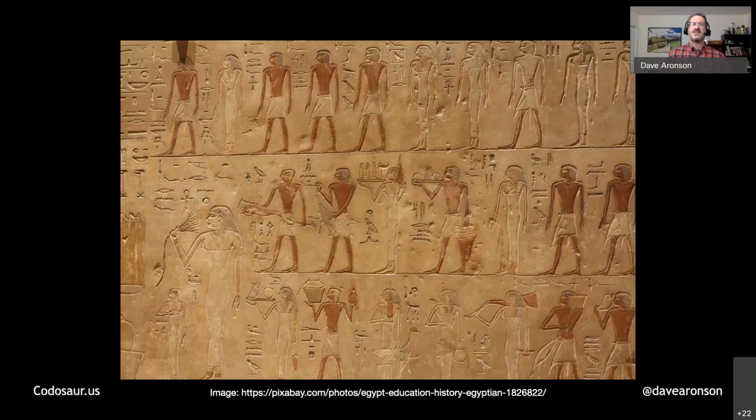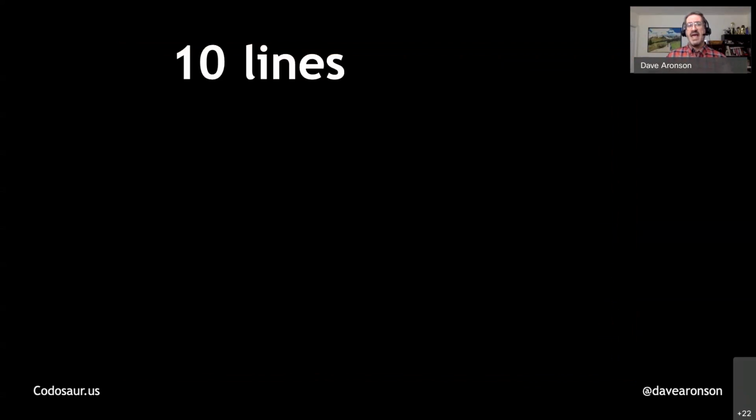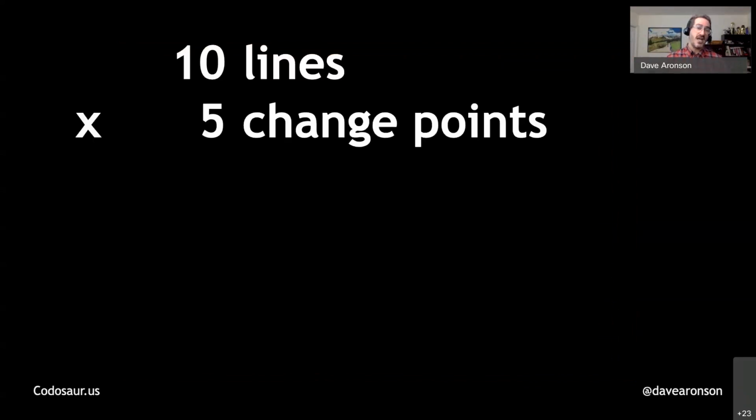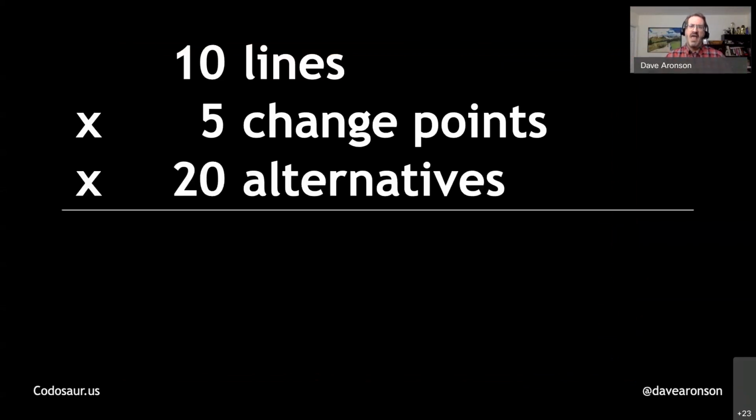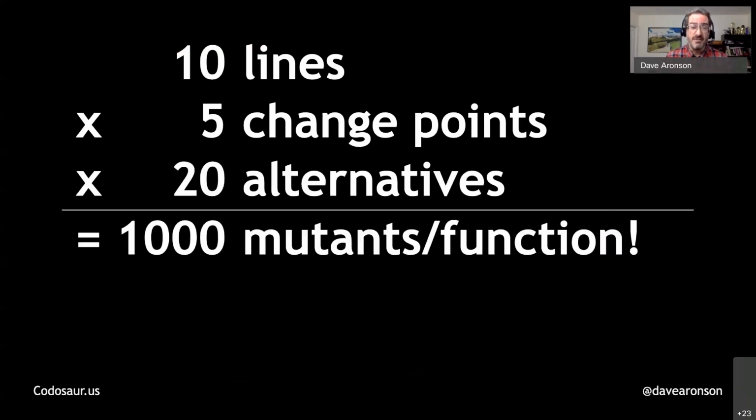That leads us to the next question. Why is it so CPU intensive? To answer that, we have to do some math, but don't worry, it's very basic. Suppose our functions have, on average, about 10 lines each. And each line has about 5 places where it can be changed to any of about 20 alternatives. That works out to 1,000 mutants per function.